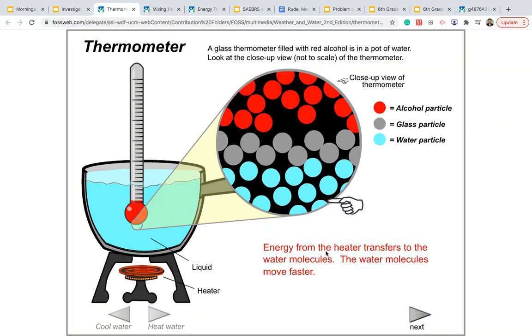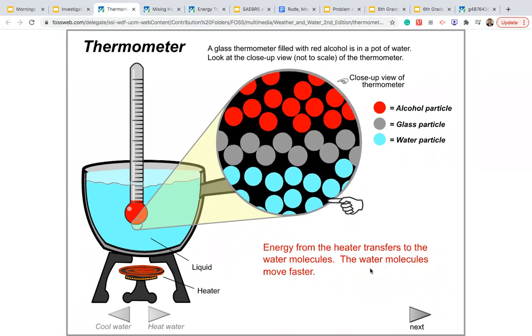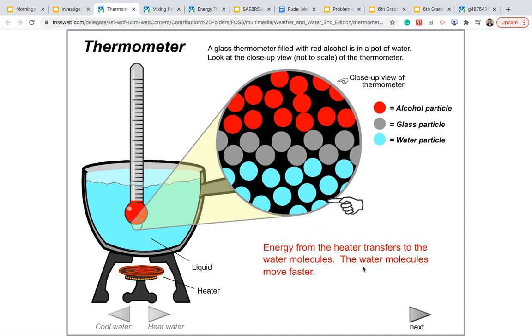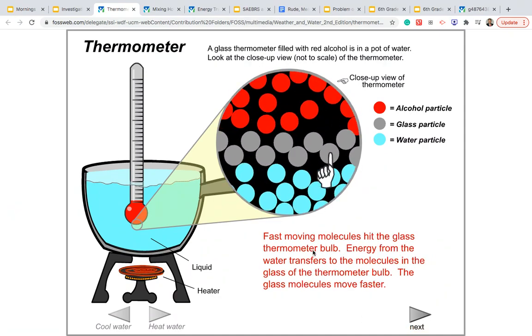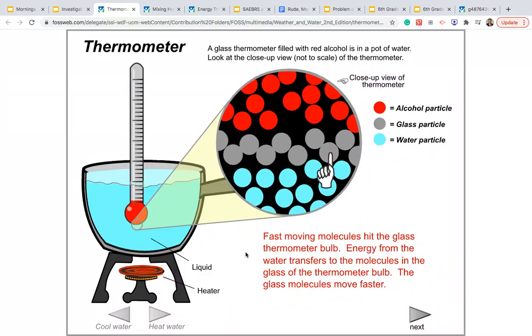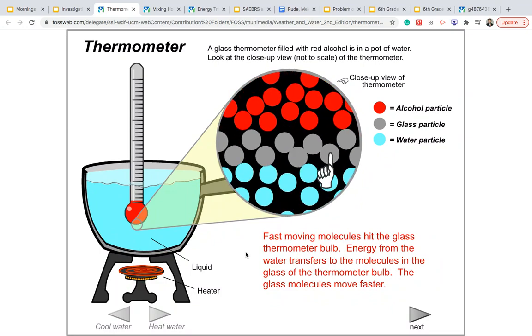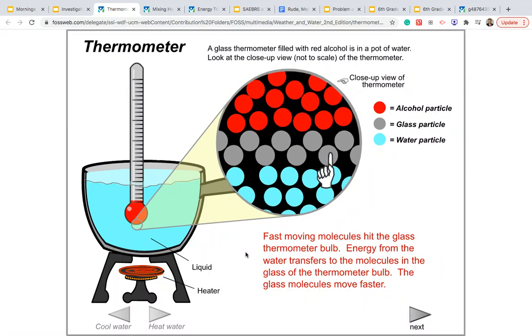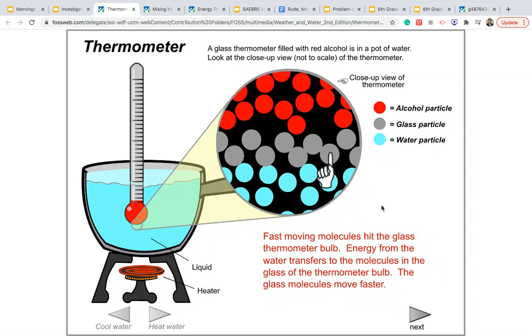So, the energy from the heater transfers to the water molecules. The water molecules start to move faster. You can see they're moving a lot faster. Then the next thing that happens is the faster moving molecules hit the glass thermometer bulb. Energy from the water transfers to the molecules in the glass of the thermometer bulb. The glass molecules start to move faster. And what do we think is going to happen next?